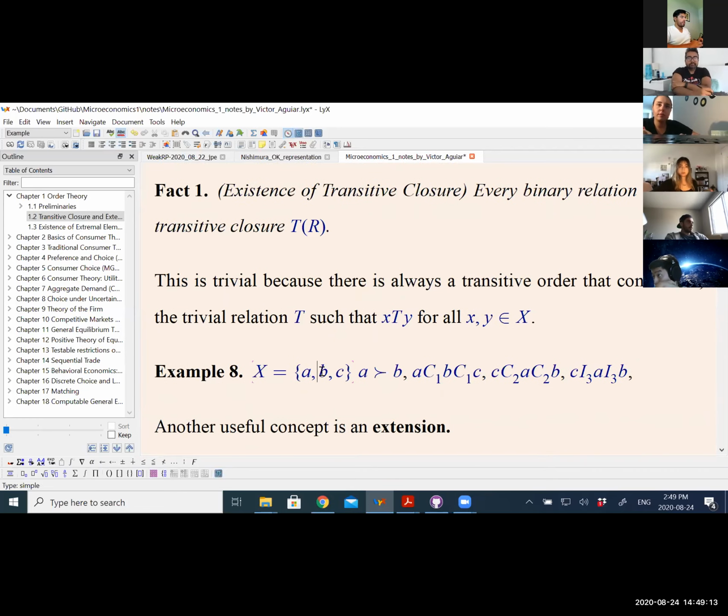So I'm going to go to example number 8. And I'm going to start with a simple set of 3 items, A, B, and C, okay? Then I'll give you the following information. I'm going to tell you A is in relation with B, okay? And nothing more.